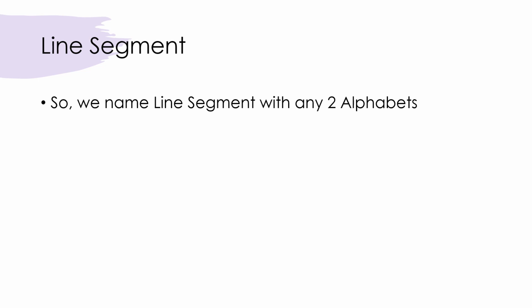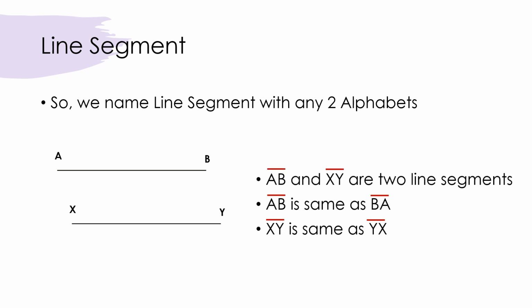So, we name a line segment with any two alphabets. That is how we call line segments. We have got these two line segments. How will we call them? We name them AB or XY. So AB and XY are two line segments.